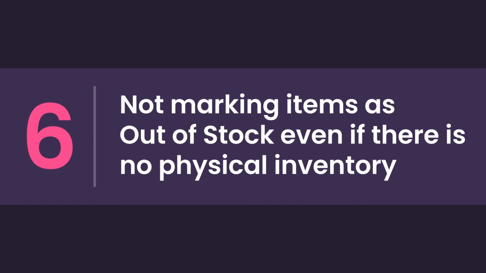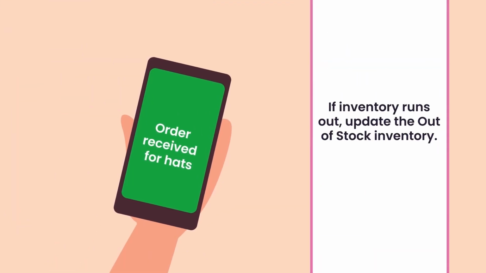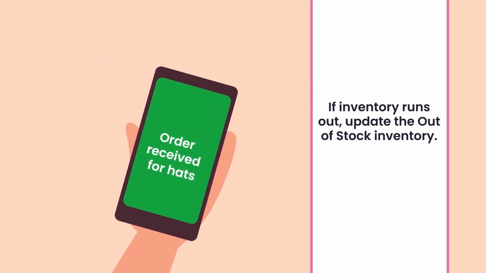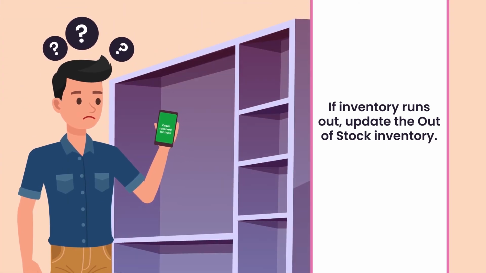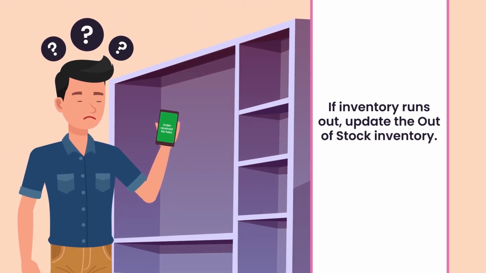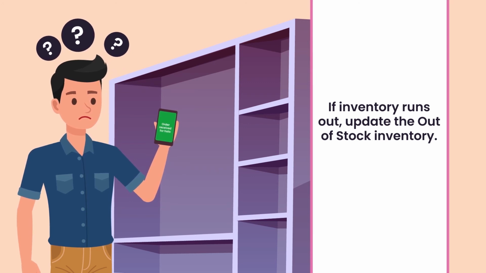6. Not marking items as out of stock even if there is no physical inventory. Not marking catalogs that have no inventory as out of stock is a very common mistake. It leads to unwanted orders and impacts the customer's experience when those orders get cancelled.